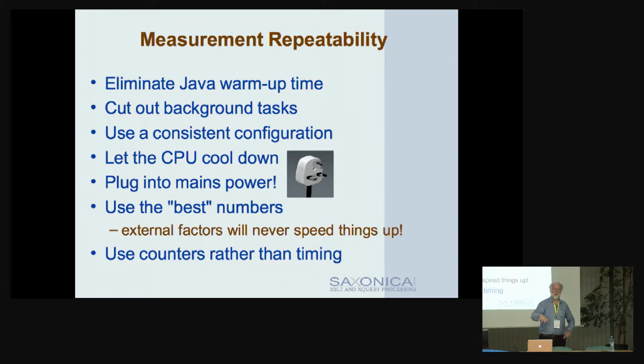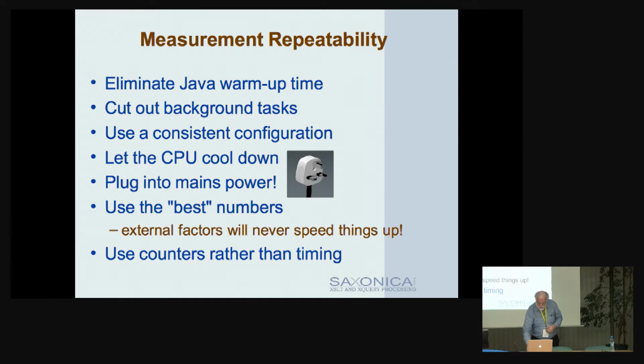Don't use the average, because all the extraneous factors are going to make things slower. The best numbers are the ones that are most consistent and most reliable. They're the ones that are most useful to you as the person doing the development. Don't publish them or submit them to certification authorities, but they're the numbers you should use as a performance engineer.